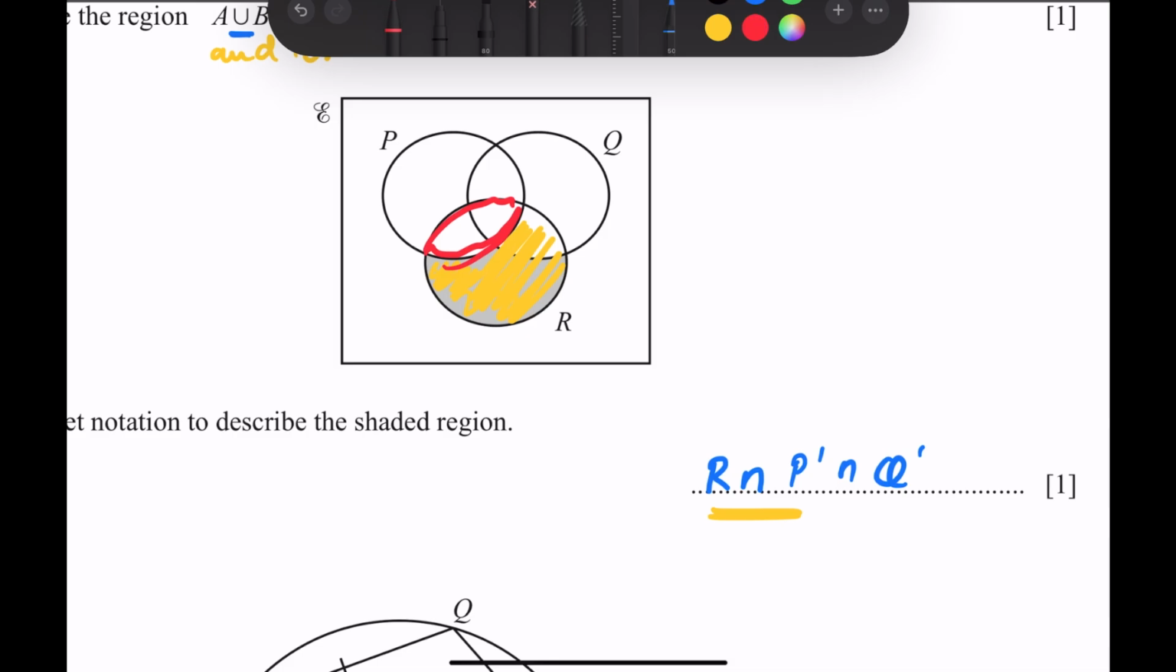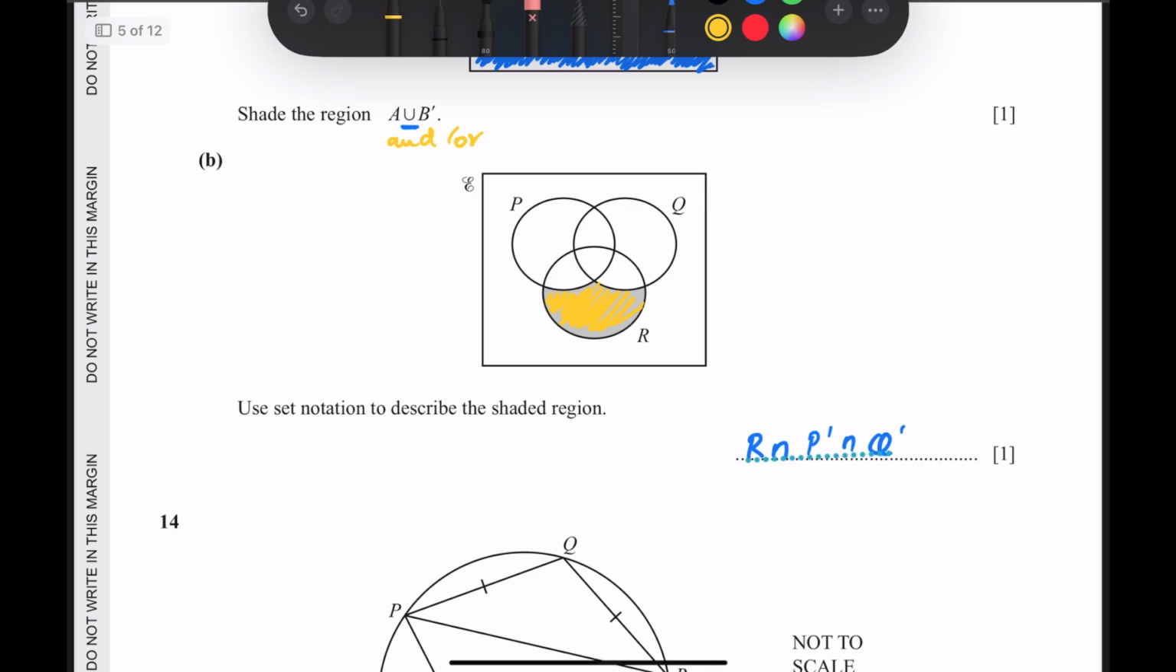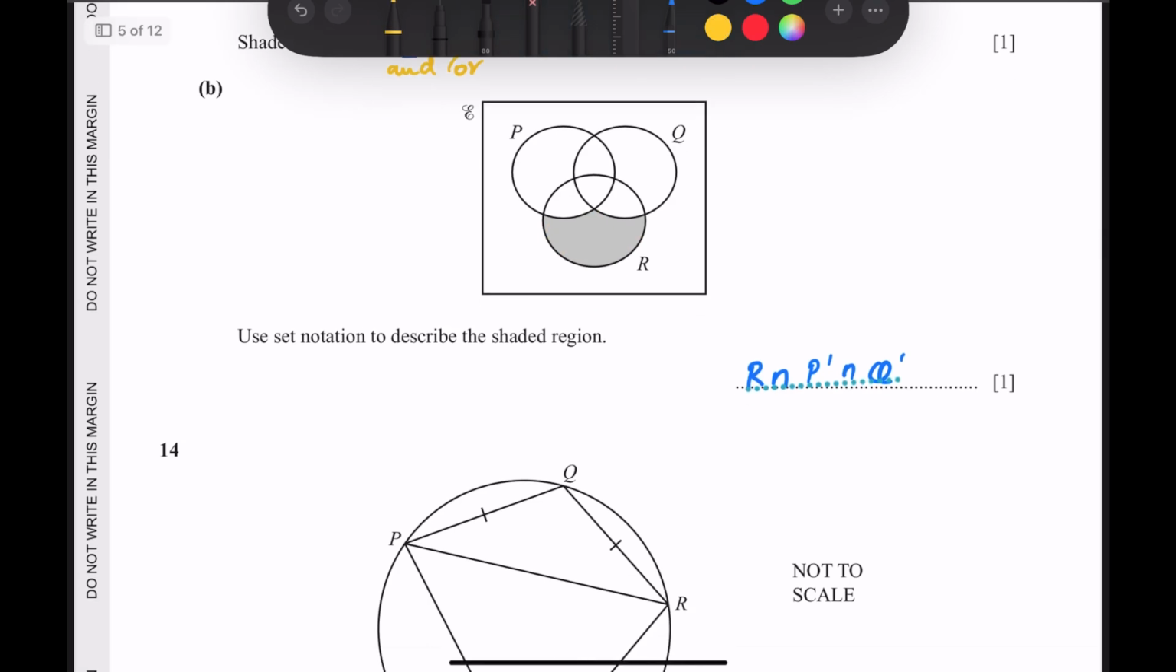And since this also says intersect Q prime, this means that not only is it asking for the elements that are in R and not in P, but also the elements that are not in Q. Which means that this region of R, which includes elements in Q, is also removed, since these are not counted. And so what do we have left? We have this region of R that's left, which is the shaded region. Therefore, the answer is equal to R intersect P prime intersect Q prime.